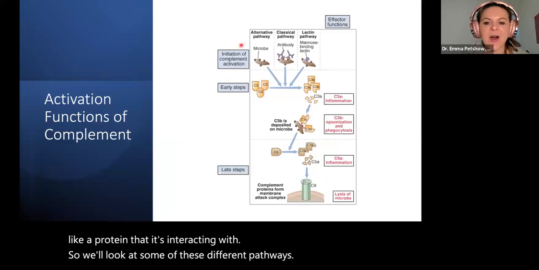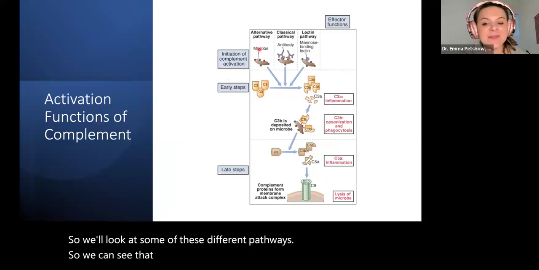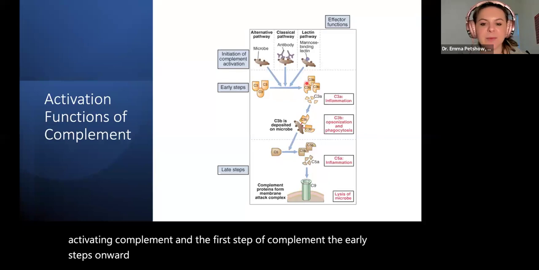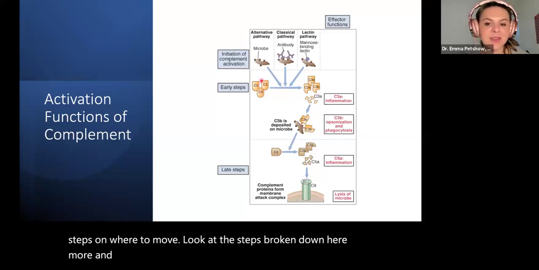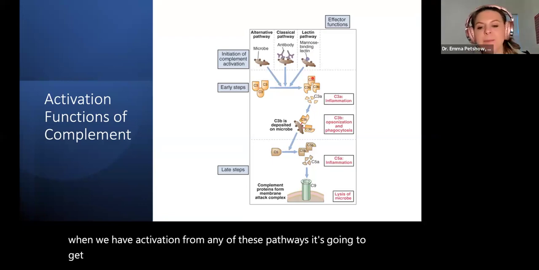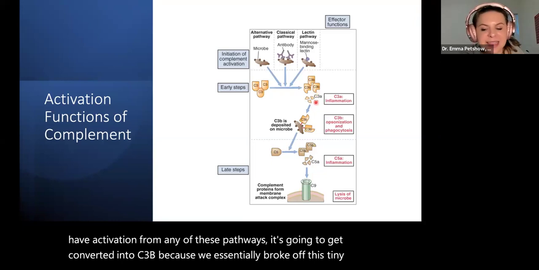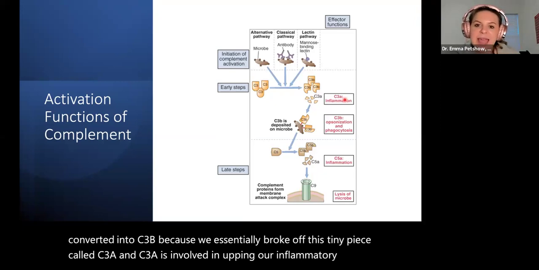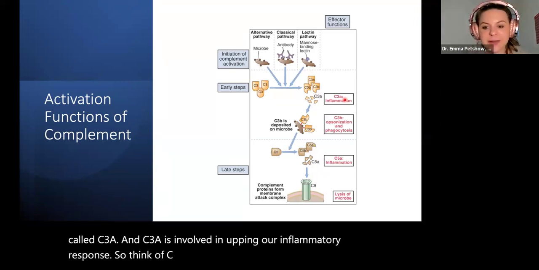So we can see that all three of these pathways are essentially activating complement. And the first step of complement, the early steps onward, and we'll look at these steps broken down more and more, is this protein, C3 or complement 3. When we have activation from any of these pathways, it's going to get converted into C3b because we essentially broke off this tiny piece called C3a. And C3a is involved in upping our inflammatory response. So think of C3a as causing more inflammation.